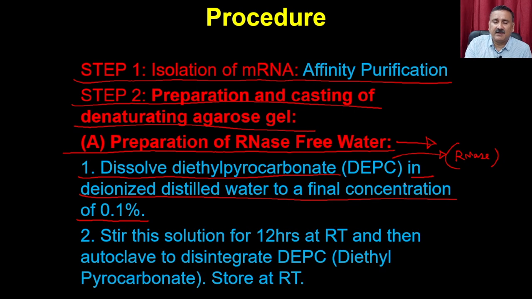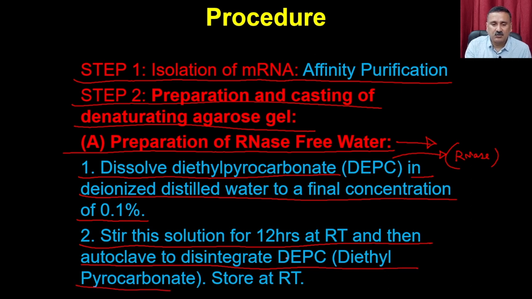The source of RNases in the water is different types of bacteria, small organisms and all that. That has to be removed, otherwise you will isolate the RNA and it is going to be degraded by these RNases. Then you stir this solution for 12 hours at room temperature and then autoclave it to remove the DEPC. If you stir this solution for 12 hours at room temperature, the DEPC present in this solution is going to kill the RNases, and then you can autoclave, and autoclaving is going to deactivate the DEPC, and then you can store this at room temperature.